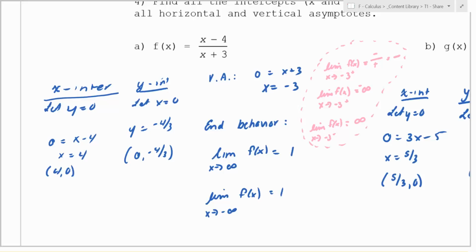A billion minus 4 over a billion plus 3, they're about the same number, right? Something huge minus 4 over huge plus 3. What is that really close to? 1. So as it goes to positive infinity, it's 1.